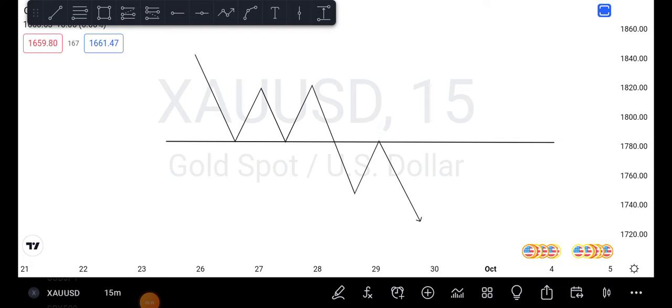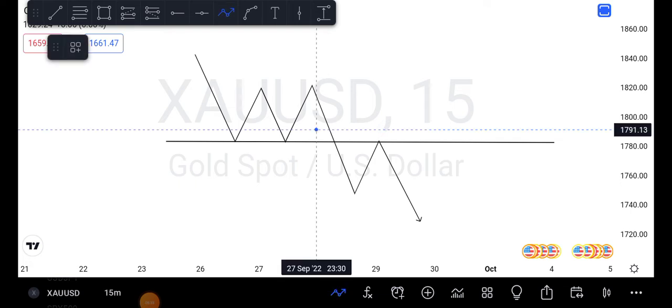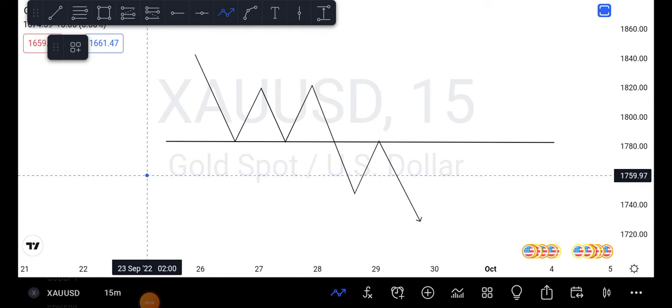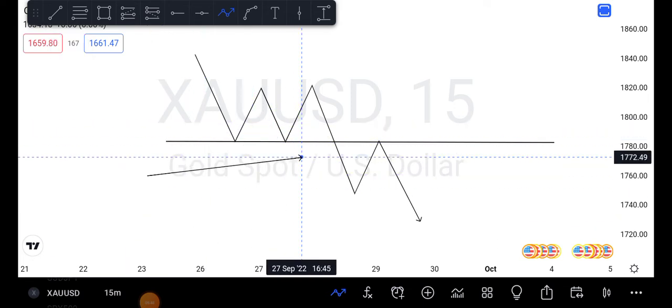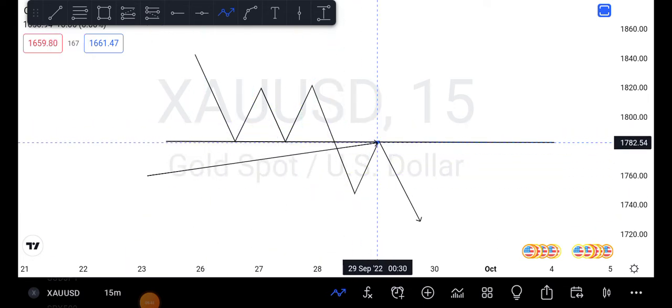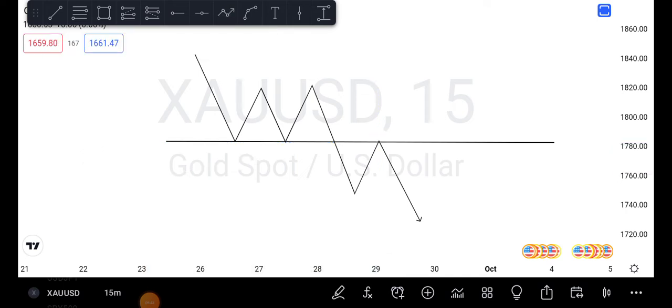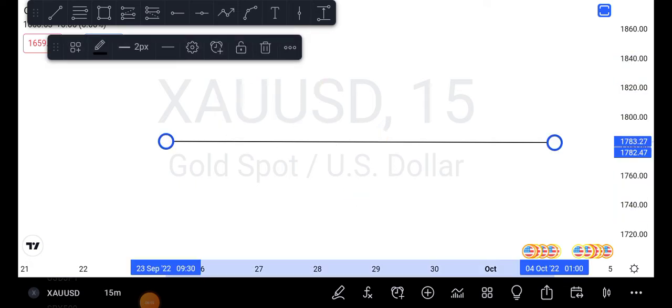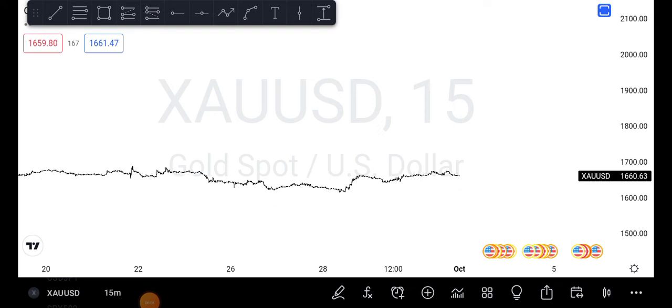At this point, it's acting as a support, but at this point, it's acting as what? A resistance, meaning that it has flipped its duty. Something that's supposed to be support gets broken through, then when it's broken through, it becomes a resistance. The same way, we can have a resistance that is broken through to become support. So let's go to our charts and identify support and resistance and how to trade them.